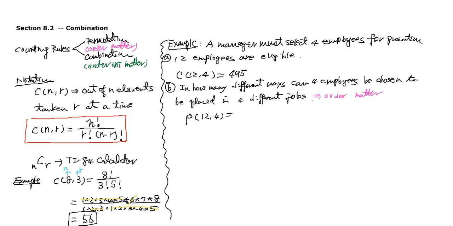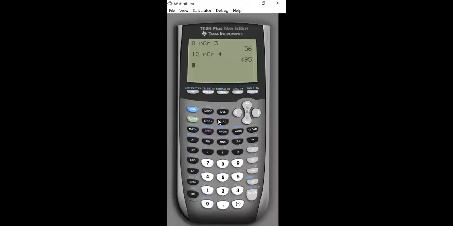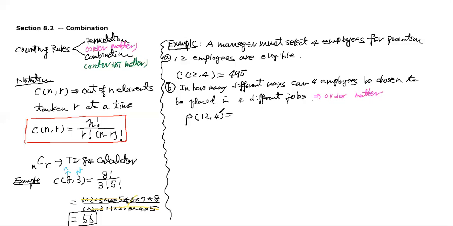Let me switch back to the TI-84 again. Okay, so now this is the same thing. You say 12, then you do math, then PRB. Now you do NPR, right? Then you have a 4. So you have 11880. Okay, so you have that many different ways to put the people in the 4 different jobs. So this is 11880. So you use the permutation, all right? Do you get it? Okay.